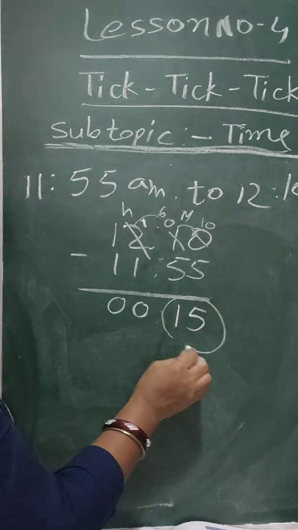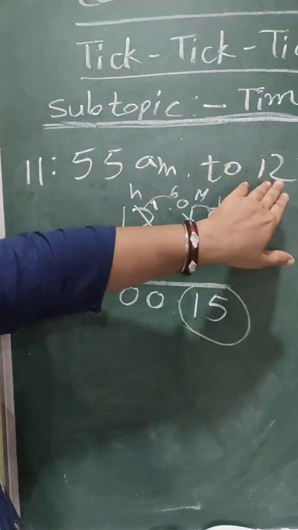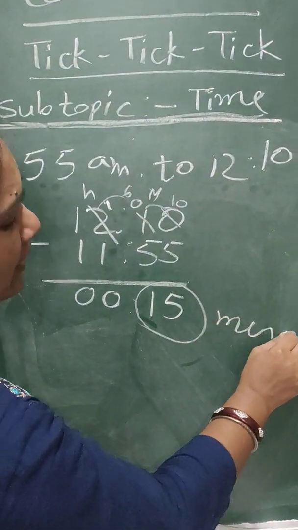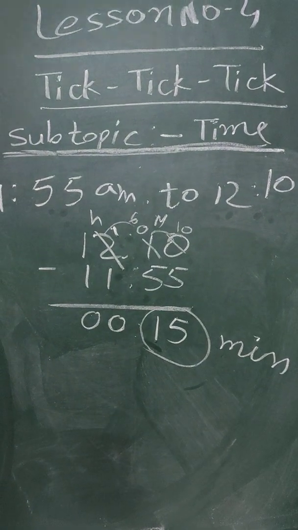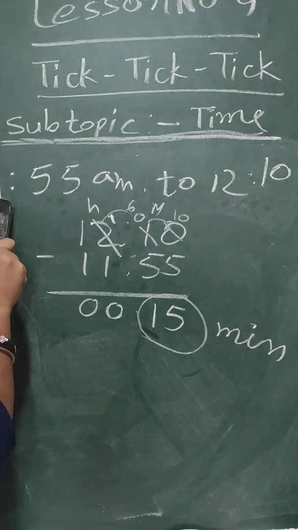So how many minutes is it? Duration, timing 11:55 to 12:10. It takes 15 minutes. How many minutes? 15 minutes. I hope you understood how to find the time duration from this number to this number. You have to subtract it.